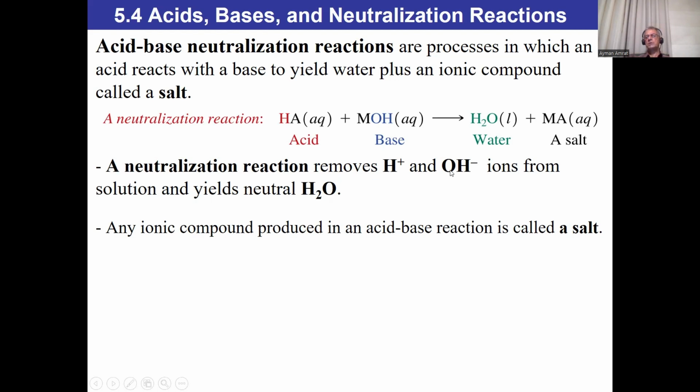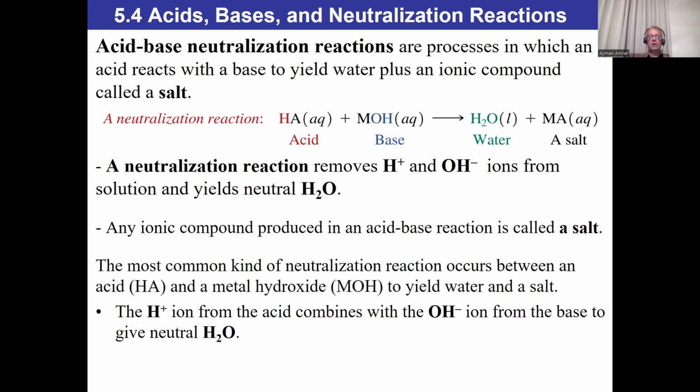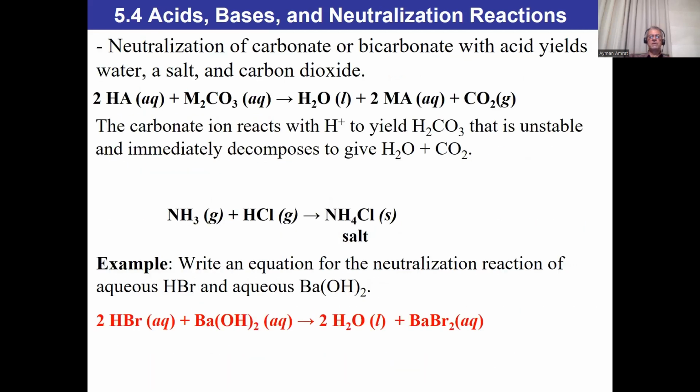You neutralize H plus with OH minus to form neutral water. Any ionic compound produced in an acid-base reaction is called a salt, like the general formula MA. The most common kind of neutralization reaction occurs between an acid and a metal hydroxide to yield water and a salt. H plus with OH minus forms water. The anion from the acid combines with the cation from the base to give a salt.